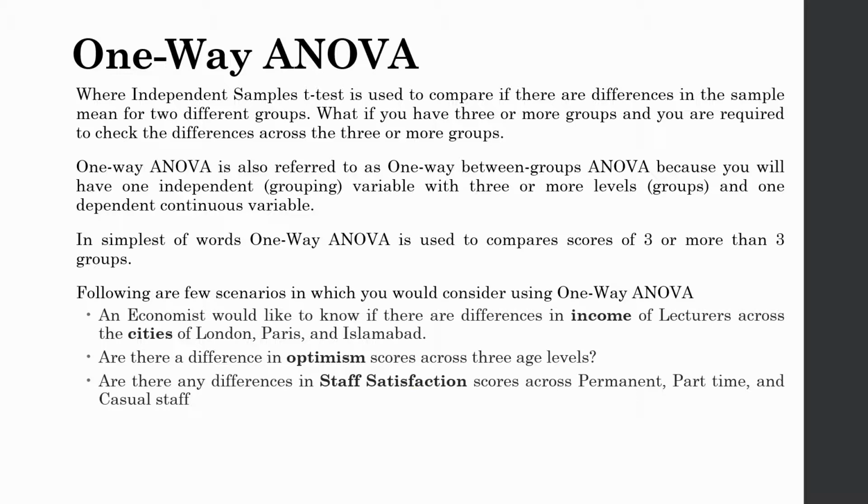You are interested in assessing the differences in these variables because of the factor, or the categorical or grouping variable. In the first case, the grouping variable is cities. In the second case, the grouping variable is age. In the third case, the grouping variable is type of employment: permanent, part-time and casual. Now moving on, what's the procedure that we are going to employ to run ANOVA?